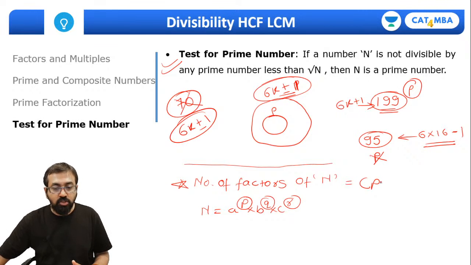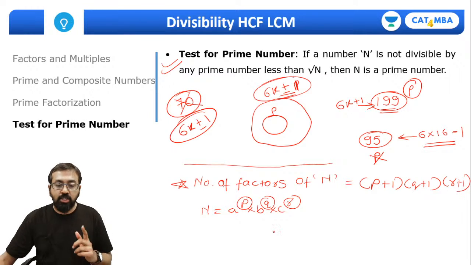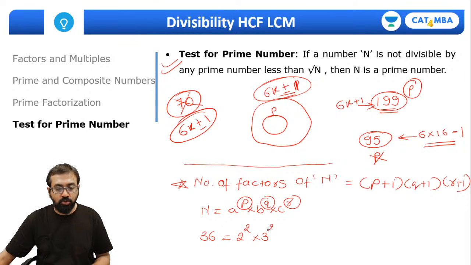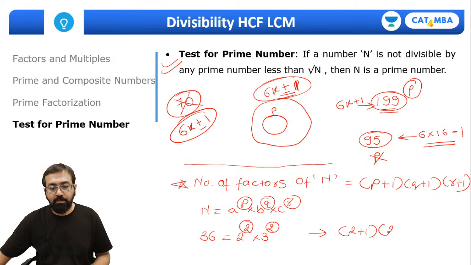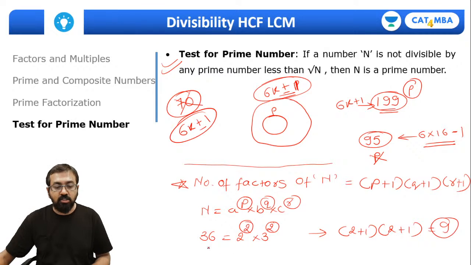So number of factors of n will be (power plus 1) into (power plus 1) into (power plus 1), and so on and so forth. Let me take one example. Let's take a number 36. Now 36 can be represented as 2 raised to 2 into 3 raised to 2. So what are the powers over here? 2 and 2. So number of factors of 36 will be (2 plus 1) into (2 plus 1). That is 9. So there are 9 factors of 36.